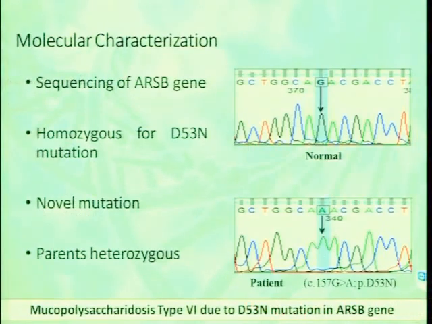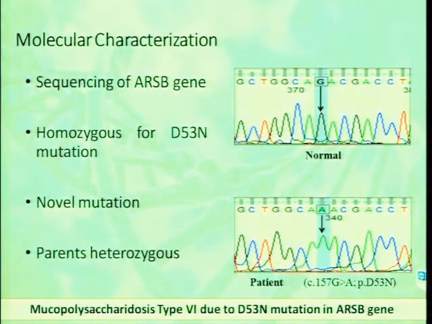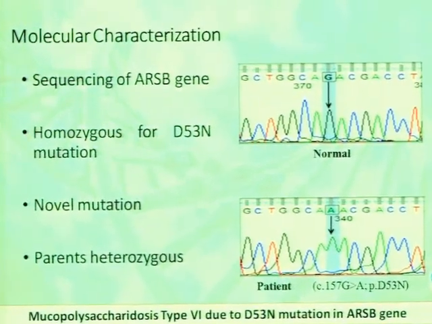That brings us to the next level, that is molecular characterization, because we want to find the mutations. So sequencing here shows that he is homozygous for this particular mutation D53N, and it is a novel mutation. Now this creates a dilemma. We have to know whether this is really the mutation or not. So how do you prove it? Because it has not been reported till now, and so we use various strategies.